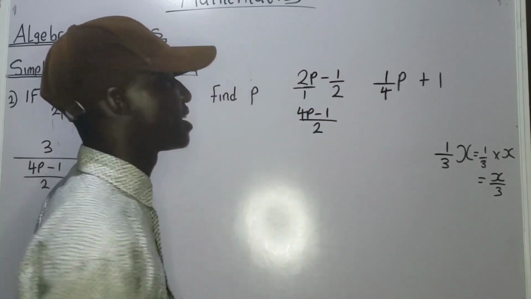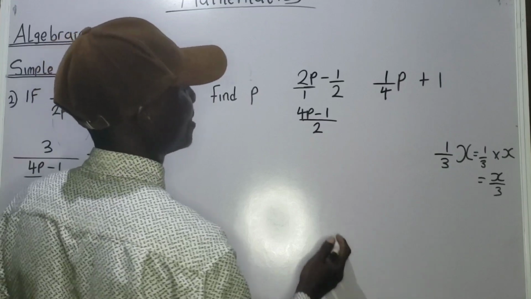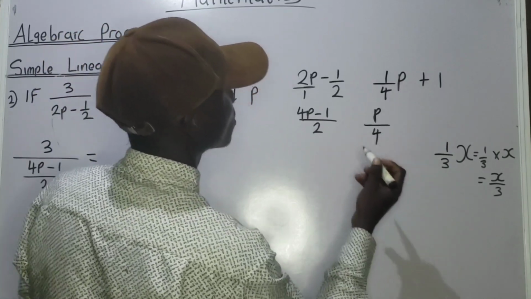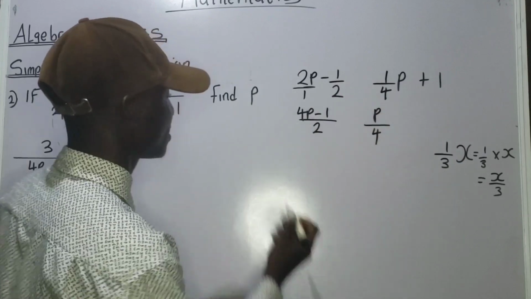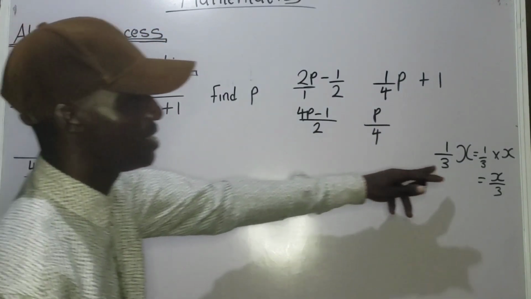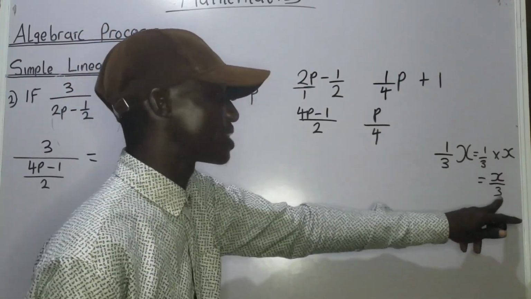Do you understand? Now we have 1 over 4p plus 1. Now for this I'm going to have p all over 4, because 1 over 4p means 1 over 4 multiplied by p. Just like what I did here, 1 over 3x is also 1 over 3 multiplied by x, which is x over 3.